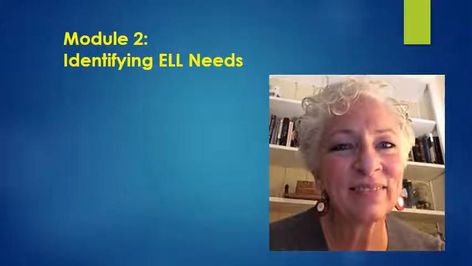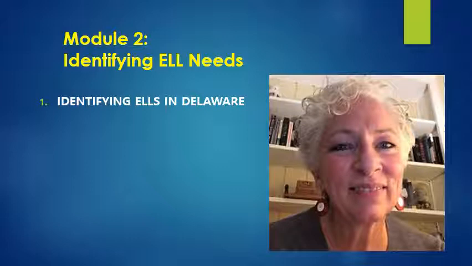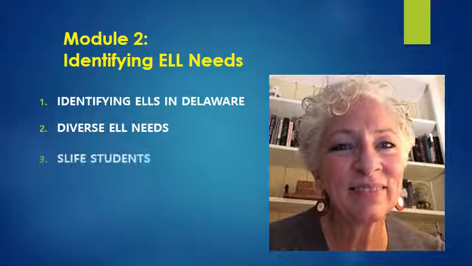Welcome to Module 2, Identifying ELL Needs. We're going to go over three main topics in this module. The first, how we identify ELLs in the state of Delaware. Second, we're going to discuss the wide diversity of the needs that our English language learners bring to the classroom. And finally, the specific needs of SLIFE students, students with limited or interrupted formal education.